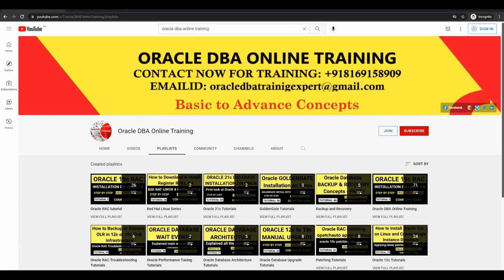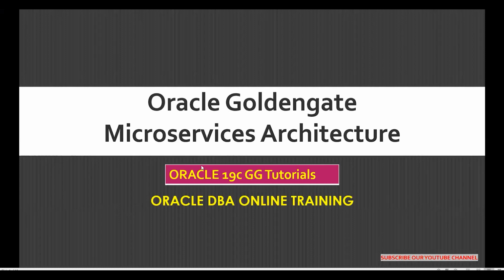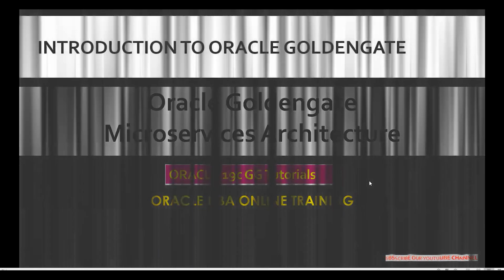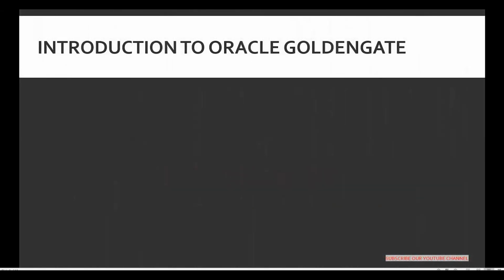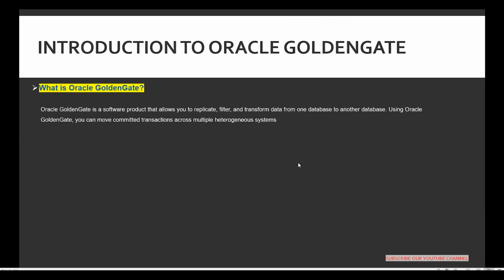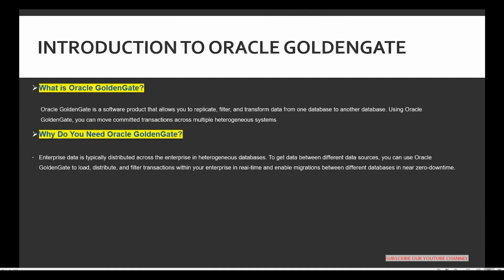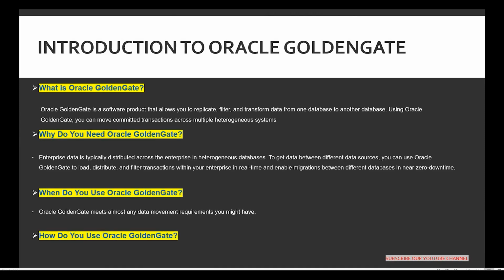So without wasting much time, let's come back to today's agenda, that is Oracle Goldengate Microservices Architecture. First we'll try to understand this, and later in upcoming videos we'll be looking at how you can perform the installation and other stuff. Before we start, we'll first try to understand what is Goldengate, how it is used, and what is the purpose of Goldengate.